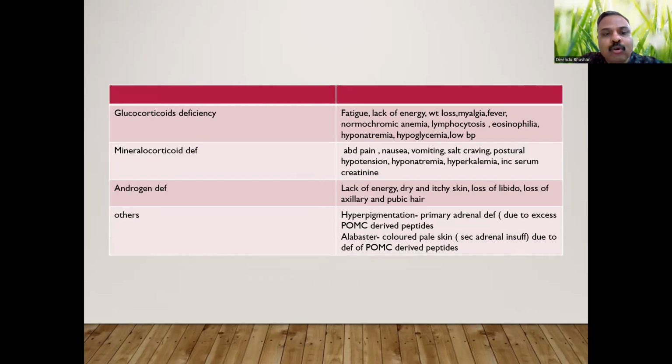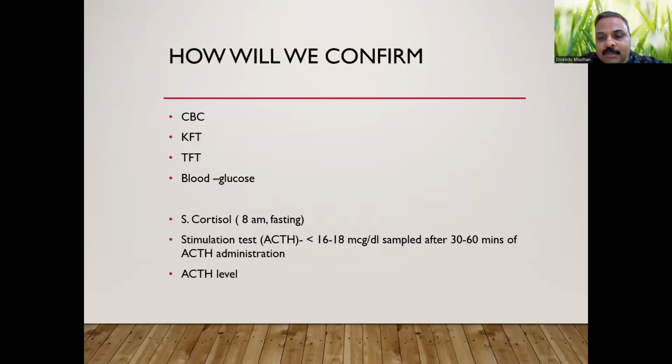So you can see here that glucocorticoid deficiency causes fatigue, lack of energy, weight loss, fever, normochromic anemia, lymphocytosis, eosinophilia, hyponatremia, hypoglycemia, and low BP. Mineralocorticoid deficiency causes abdominal pain, nausea, vomiting, salt craving, postural hypotension, hyponatremia, again hyperkalemia, and an increase in creatinine. Adrenal androgen deficiency can cause lack of energy, dry and itchy skin, loss of libido, loss of axillary and pubic hair. Others are hyperpigmentation in primary adrenal deficiency due to excess of POMC-derived peptides, and it increases the pigmentation of the new scars.